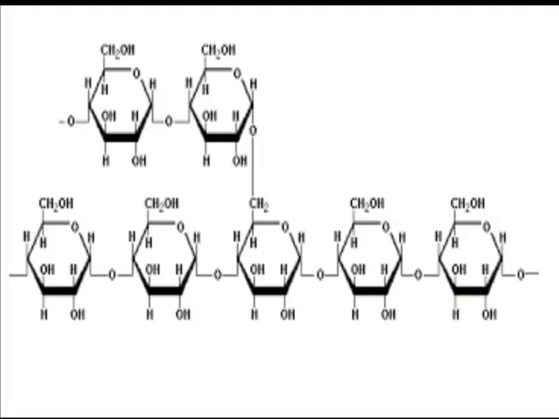This is the complete structure of starch. Starch has two components, amylose and amylopectin, having two types of linkages, C1C4 as well as C1C6 glycosidic linkage, and C1C6 is responsible for the branched structure of the starch.